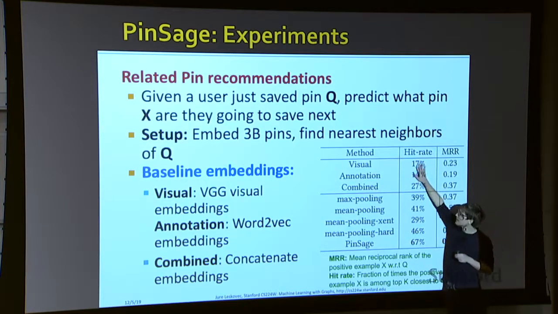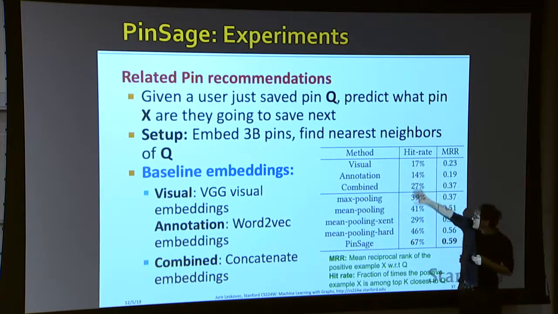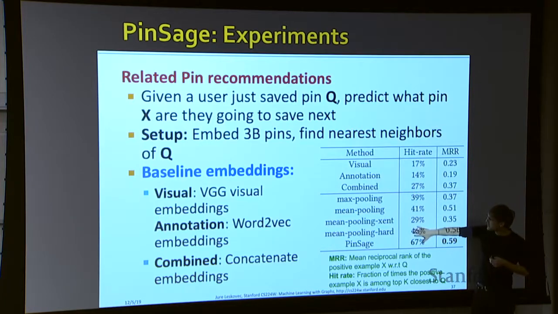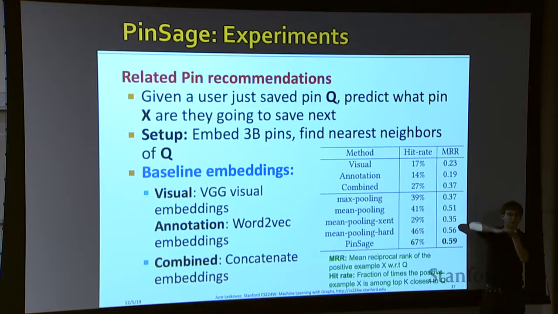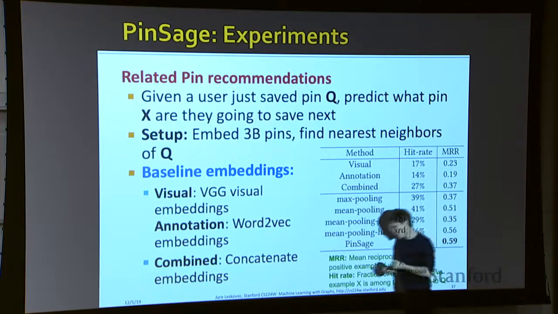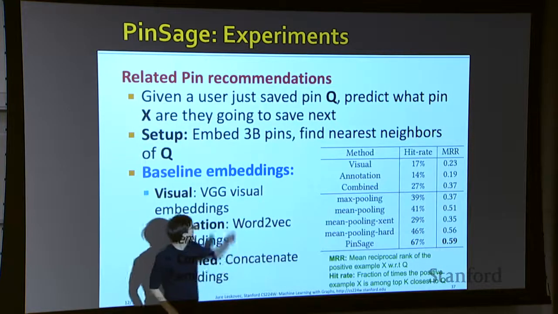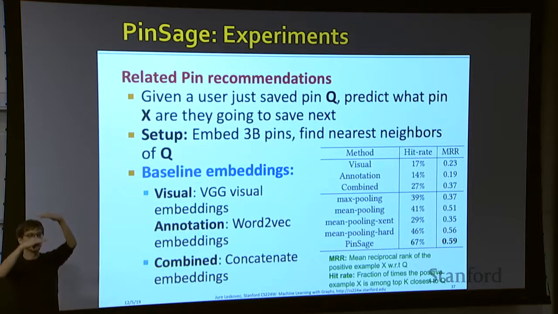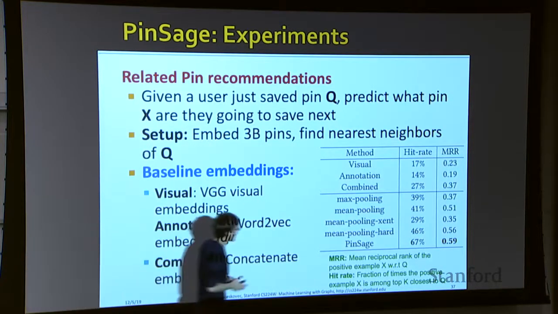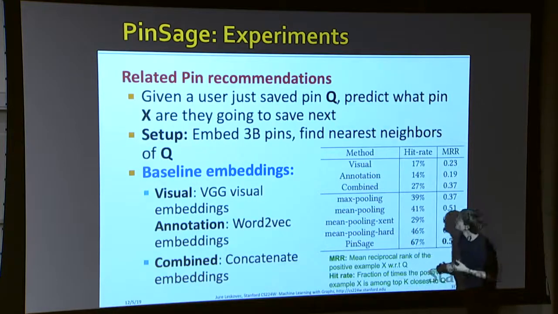And then this other metric is called hit rate. The point of this metric is how often was this pin X among the top K? Let's say top 100, top 500, right? So I'm just saying how often were you able to put this related pin X among the closest 100 pins, okay? So now let me tell you what the baselines are.